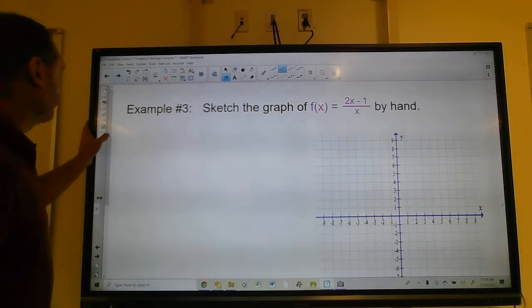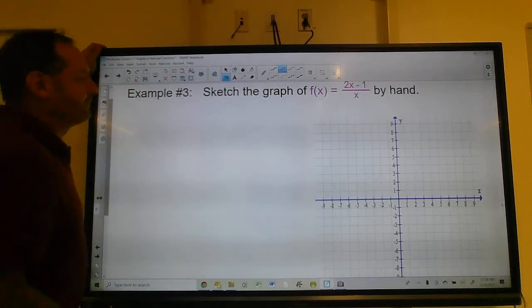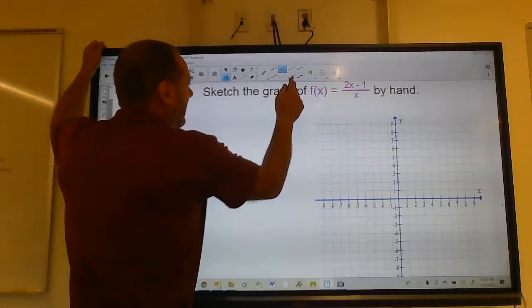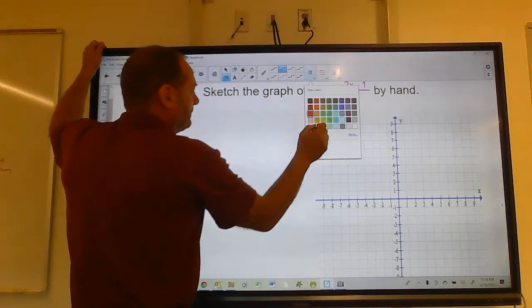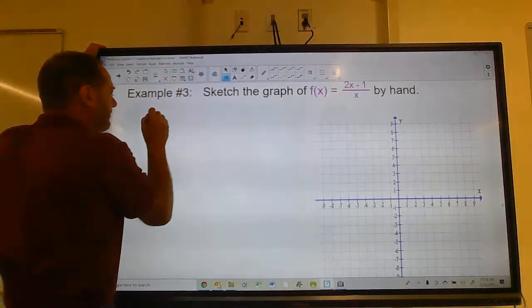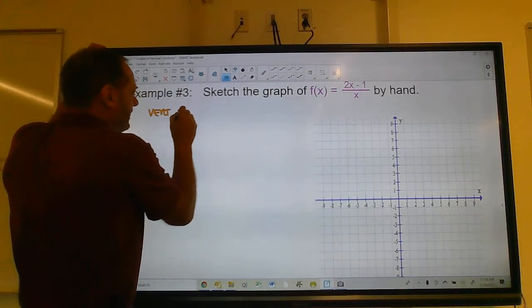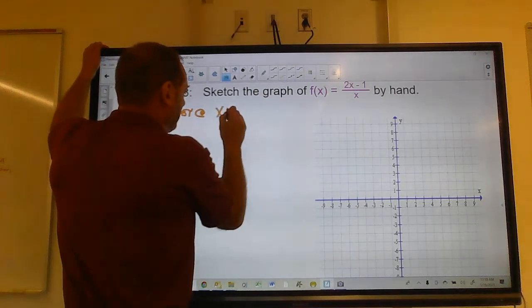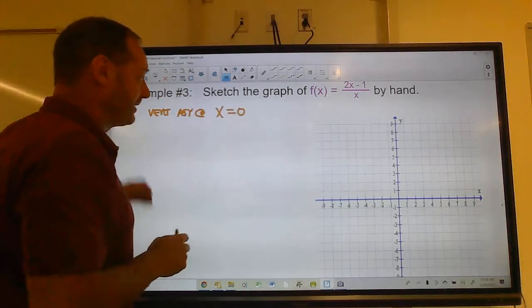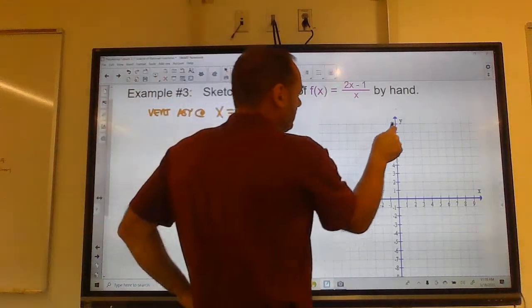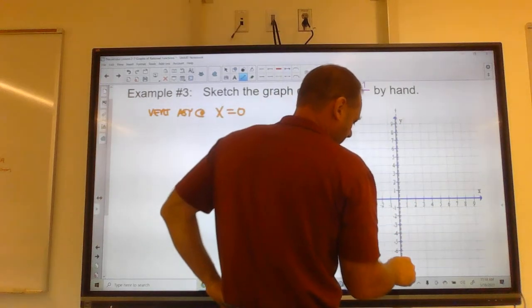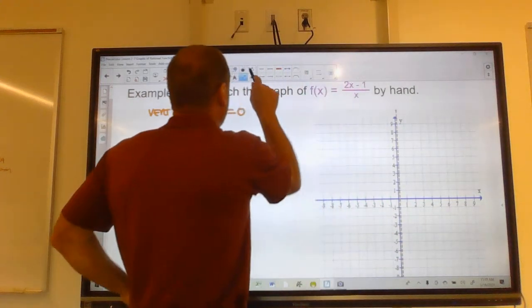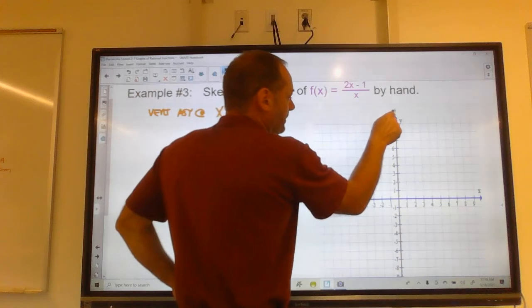Okay, so it's already factored. I don't have to worry about that. It does have a vertical asymptote at x equals 0, because that's when the denominator is 0. Now, unfortunately, since it has a vertical asymptote here, it's not going to have a y-intercept at 0.